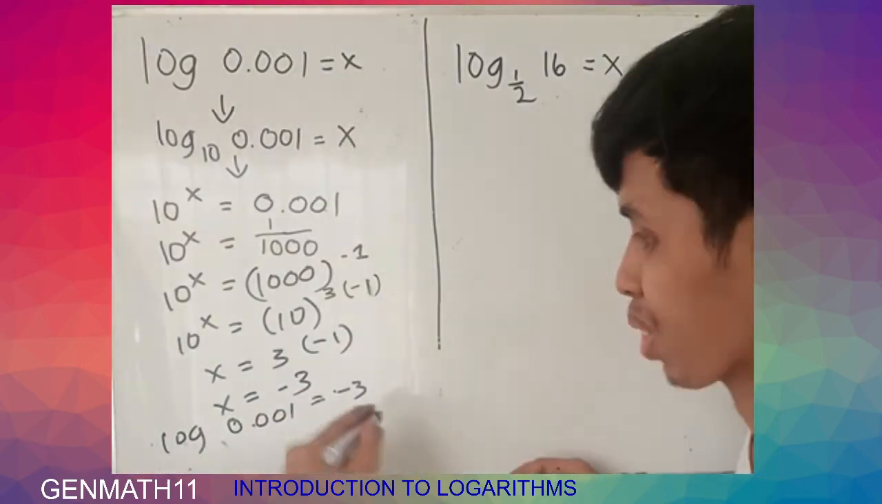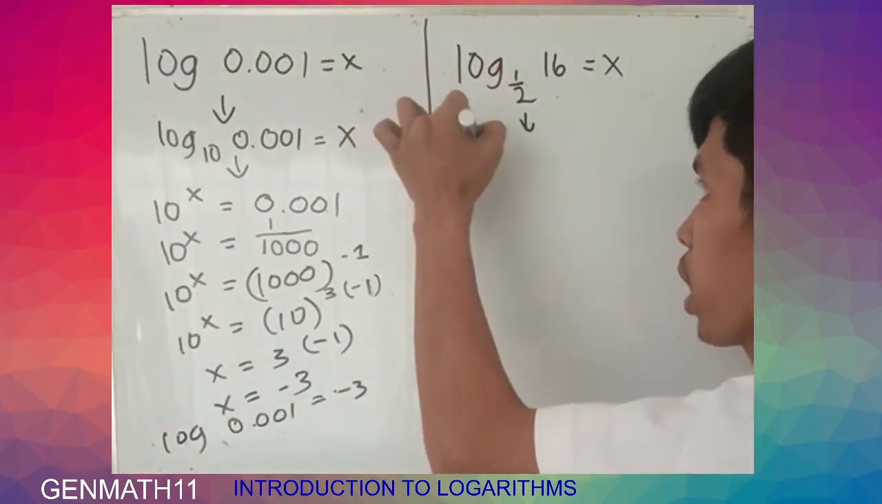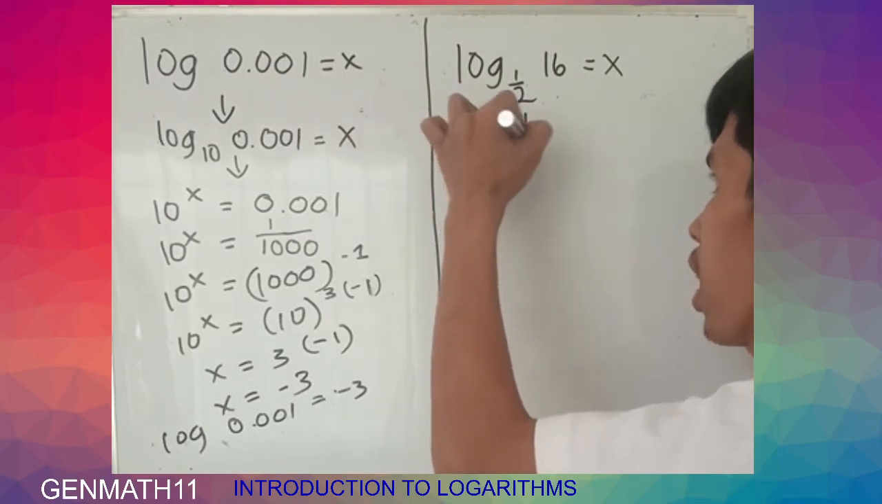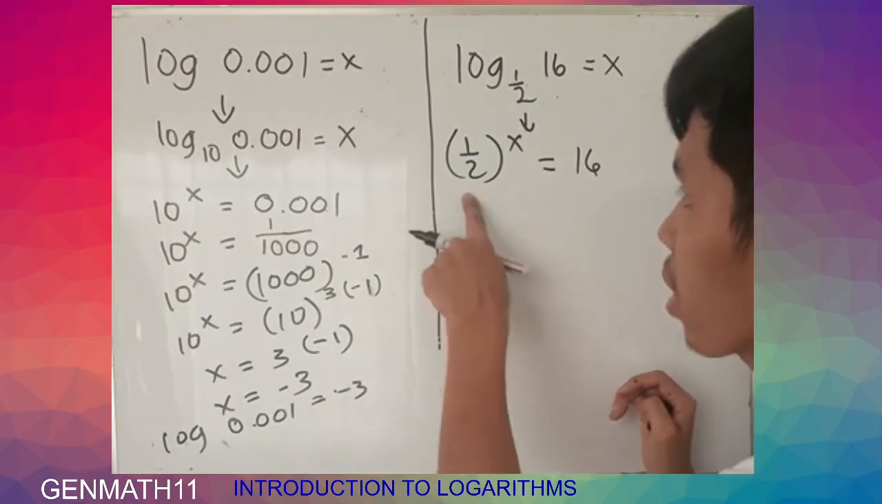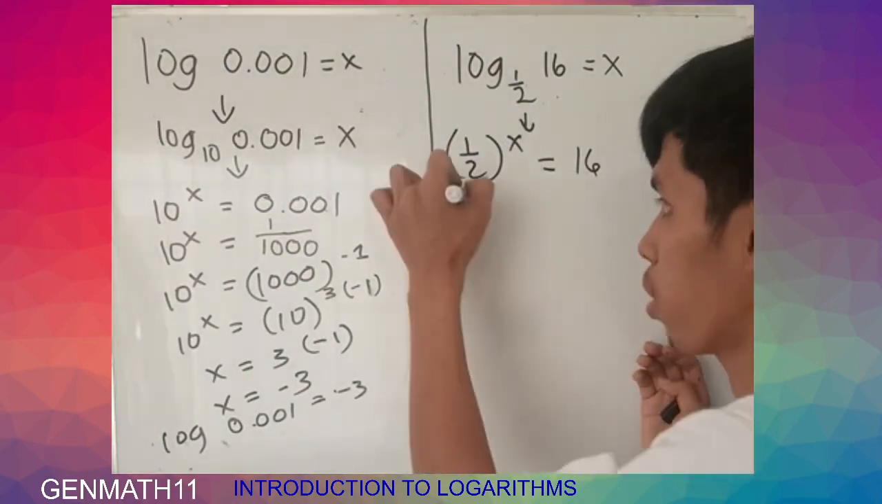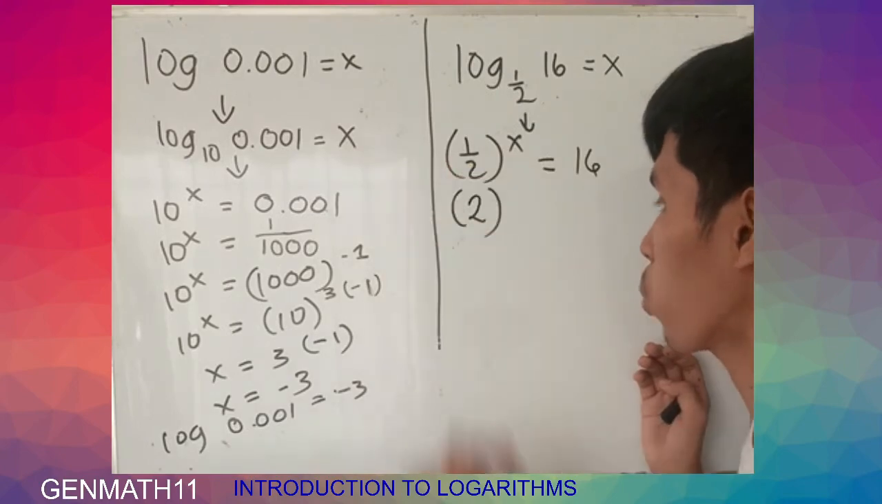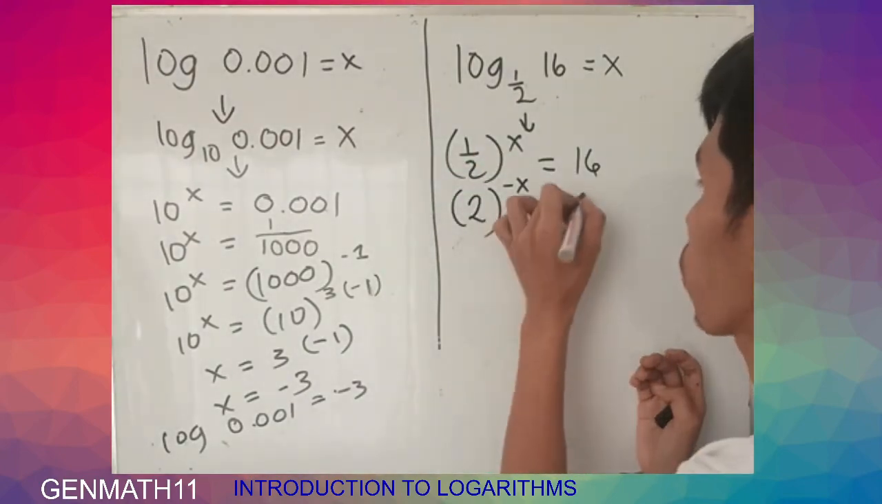Next. So, sana na-gets nyo ha. So, i-translate natin to magiging 1/2 raised to x equals 16. So, try natin. Sa lip na fraction, gawin natin siyang whole number. So, pag binaliktad natin, magiging 2. Then, yung exponent magiging negative. So, negative x equals 16.